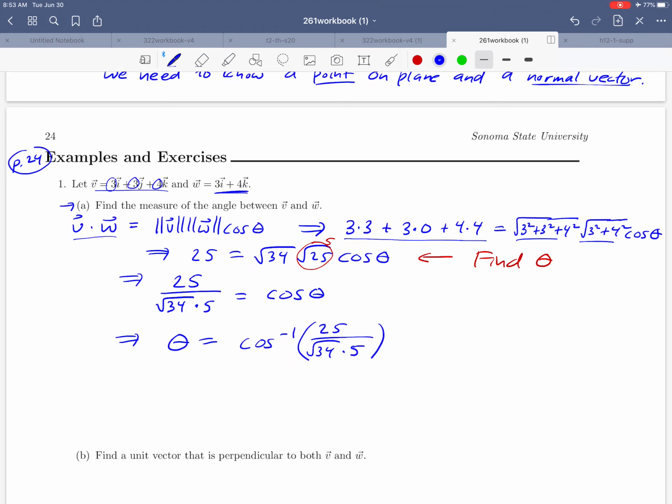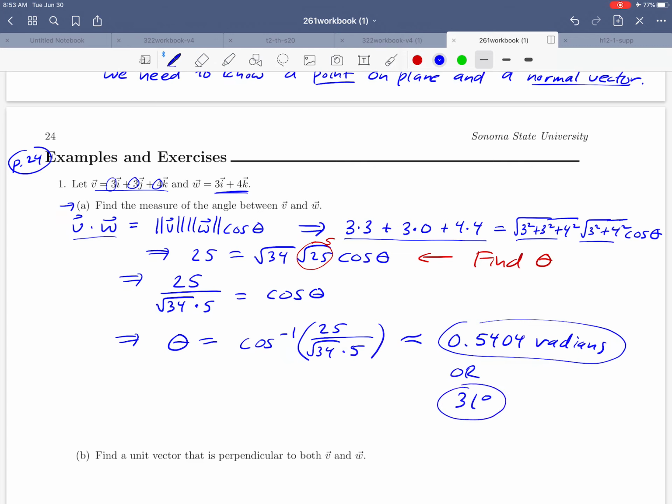That's a job for your calculator. If you punch that into your calculator, depending on whether you're in degrees or radians, you're going to get 0.5404 if you're in radians. And that's an okay way to write your answer. Or you could express your answer in degrees. In degrees, that's about 31 degrees if we round to the nearest degree. So there's the angle between our two vectors.